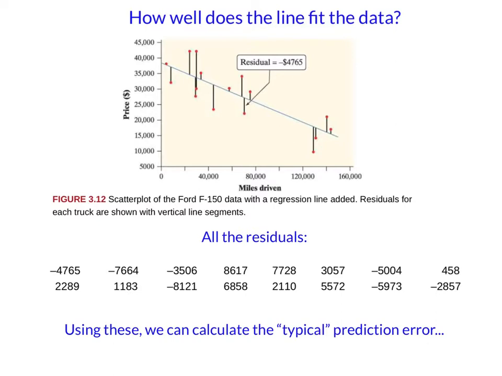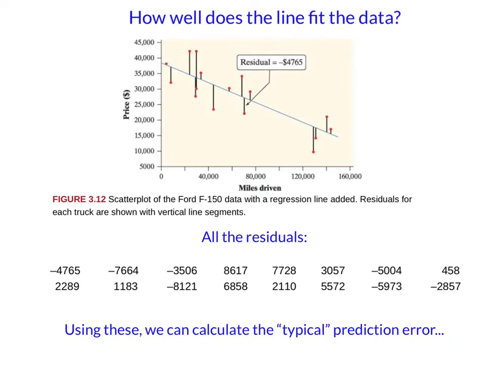So let's go back to our well-loved, well-used Ford F-150 data. And let's say I have this point right here. Its residual is negative 4765. That would mean that the predicted value of that car, of what that car would sell for, actually was almost $5,000 higher than the actual sale price of that particular vehicle. It's going to happen.